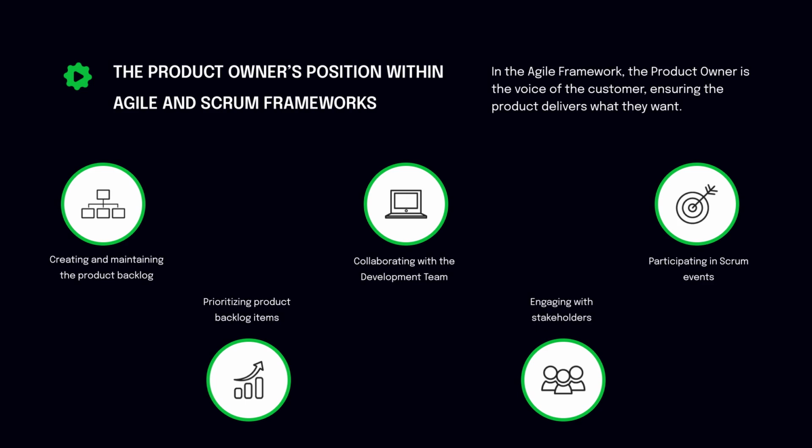In a nutshell, the product owner within the Agile and Scrum frameworks holds a crucial position as the customer's representative and the product vision's guardian. They collaborate with stakeholders, prioritize the product backlog, work closely with the development team, and actively engage in Scrum events to maximize the value delivered by the product.